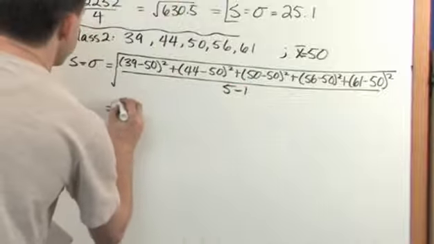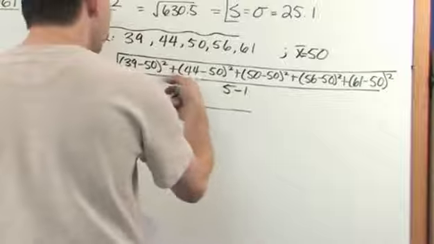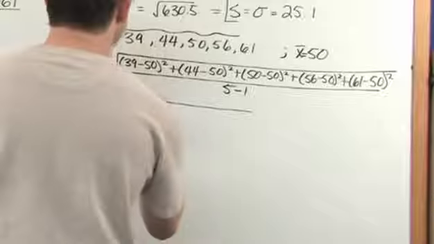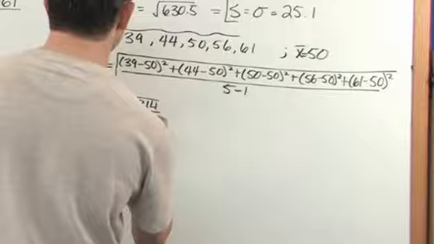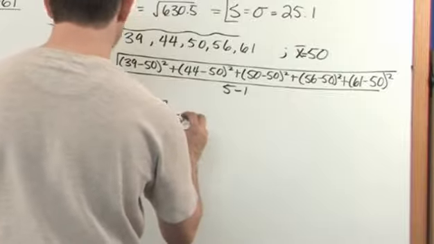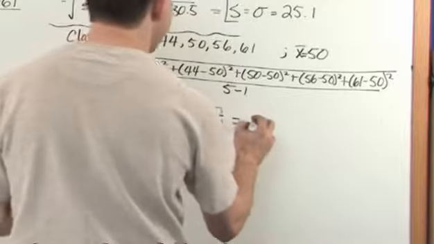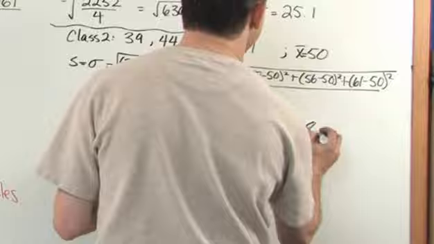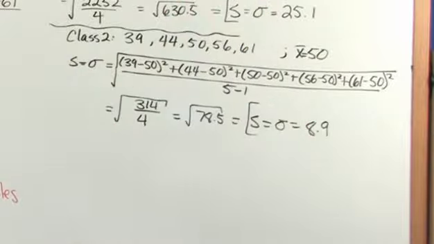So when I subtract these values, square each one, and add them all up, what I get on the inside of the radical is 314 divided by 4. So I have the square root of 78.5. The standard deviation, which is the same thing as sigma, is equal to 8.9. So the standard deviation of class number 2 is 8.9 points.